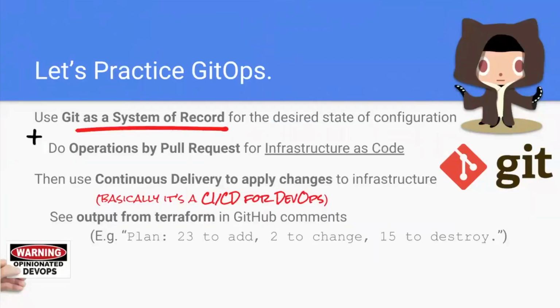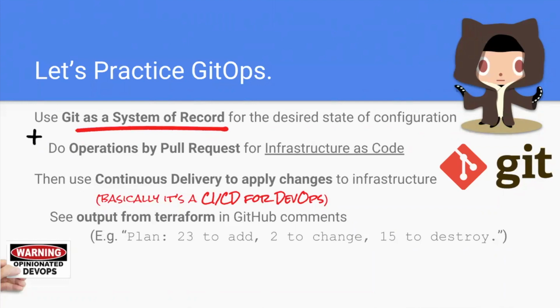So what is GitOps? Well, this is where we're taking Git as the system of record for the desired state of our infrastructure as code, basically our configuration. And when we want to make changes to that configuration, we're going to do that using pull requests. So any operation that we want to do, like increase the size of an auto scaling group or create an S3 bucket, we're going to do that by creating a pull request.